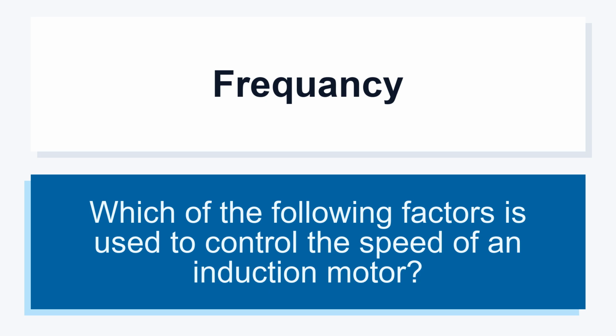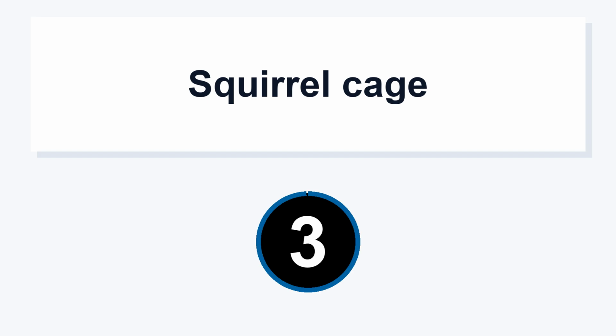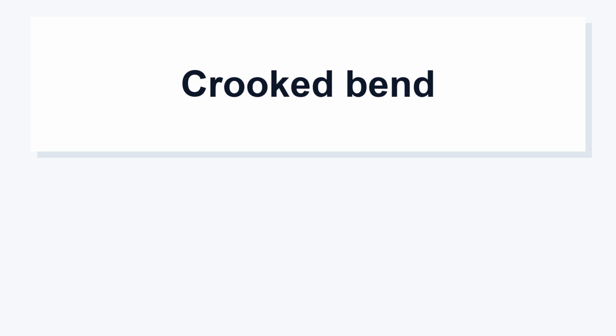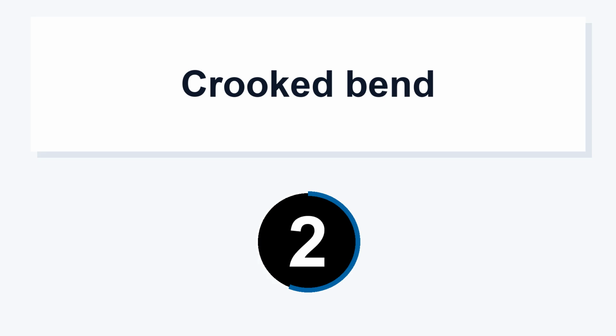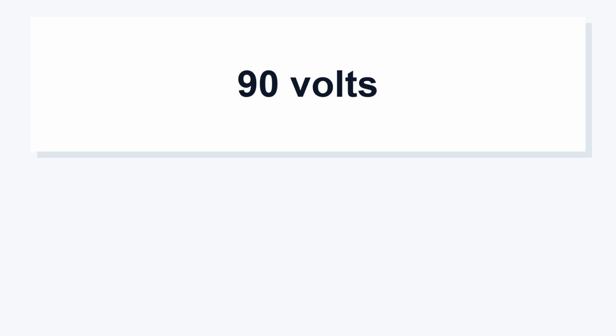Frequency. Which of the following factors is used to control the speed of an induction motor? Squirrel cage. The ________ rotor types are generally rugged. Crooked bend. When making offset bends, the two kicks must be made perfectly parallel or the resulting offset will have a ________. 90 volts.